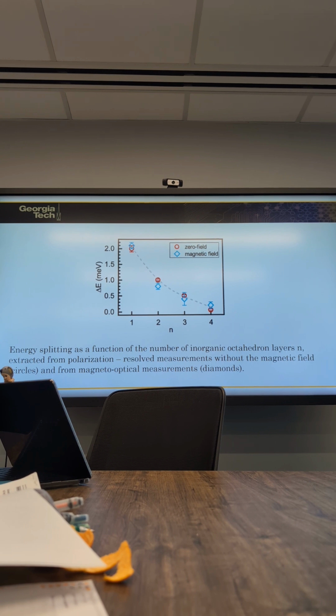Here we are looking at the energy splitting as a function of the number of high inorganic or triagonal layers, right? Extracting for polarization. And they made this plot taking into account the previous one that I told you. How? I don't know. In this case, if you notice, the energy splitting just decreases when you increase the number of layers. The same thing that we talked about from the very beginning. So it's just a summary of what we said, but they had the values, right?